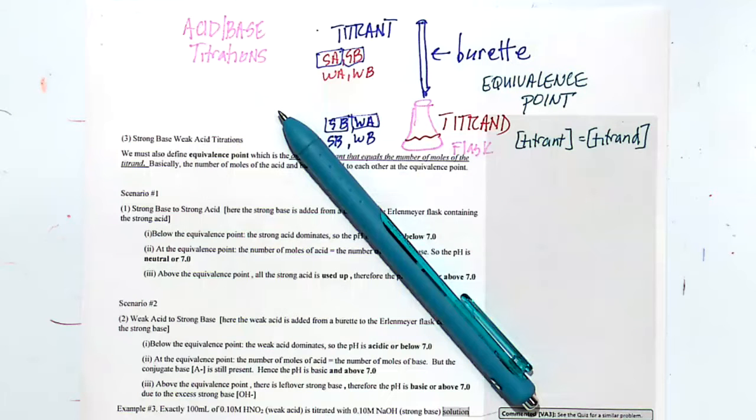1, 2, 3. This is the titrand, remember. 4. And this will be 5 finally. Right, so acetic acid is a weak acid, right? Remember?